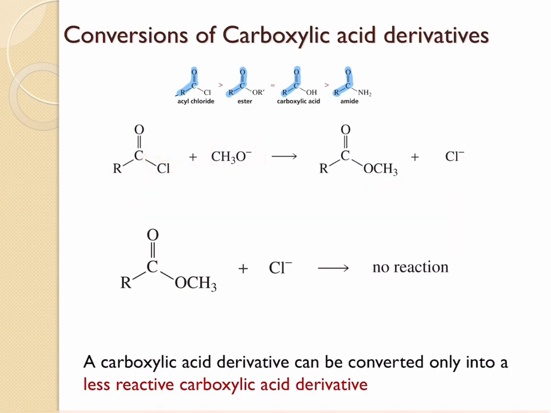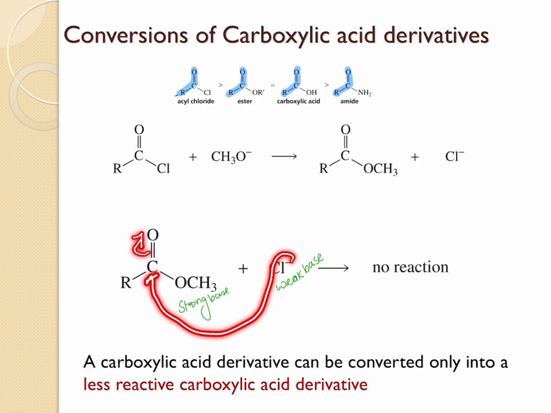But the opposite reaction, which is the conversion of an ester into an acid chloride, is not possible, since here you have a strong base, and this one is comparatively a weaker base. A weaker base is not going to go and displace the stronger base. Or in other words, even if the Cl minus is going to go and attack this carbon to form the tetrahedral intermediate, in the second step, the OCH3 minus will not be displaced off to give the product.